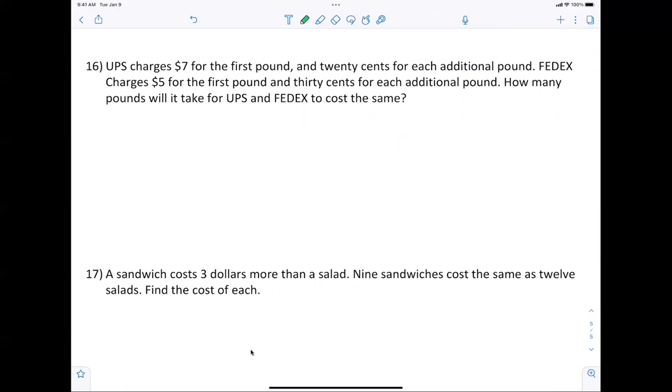UPS charges $7 for the first pound, 20 cents for each additional pound. FedEx charges $5 for the first pound, and 30 cents for each additional pound. Find how many pounds it will take for UPS and FedEx to cost the same. I'm listening. For UPS and FedEx, I wrote U and F with colons respectively. Yes. And then 7 plus 0.2x. And that's for FedEx, I wrote $5 plus 0.3x. So I wrote 7 plus 0.2x equals 5 plus 0.3x.